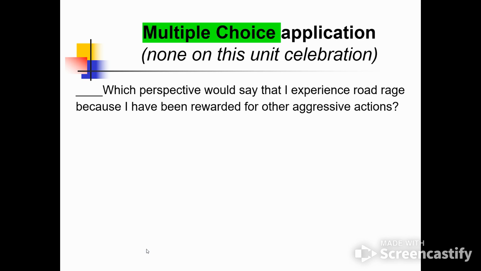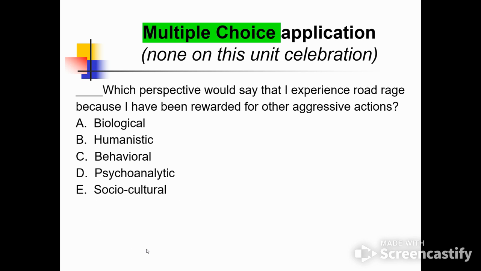Multiple choice. There's no multiple choice on this particular test, but I like to give you an example because you will be seeing it in the future. This is what an application multiple choice question might look like: which perspective would say that I experience road rage because I've been rewarded for other aggressive actions? And then you'll have your options there.